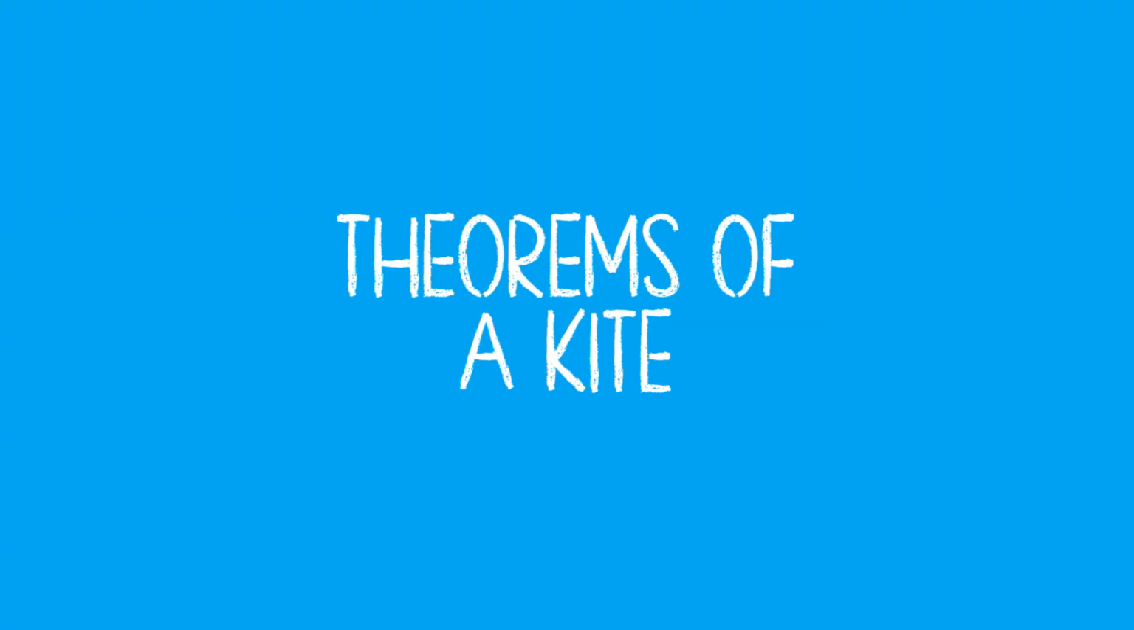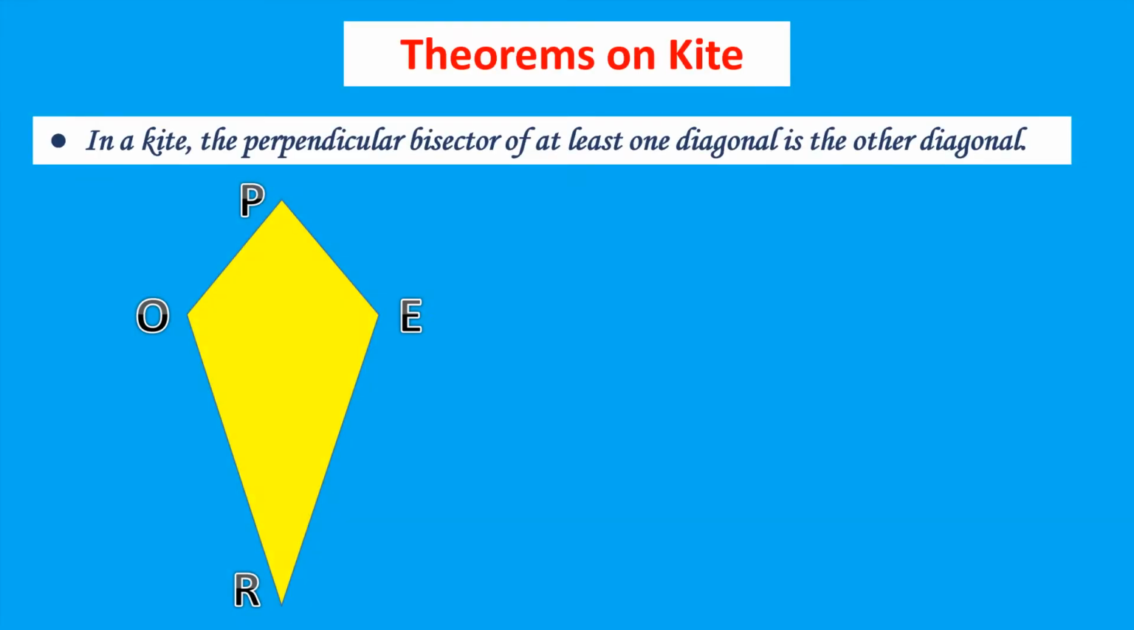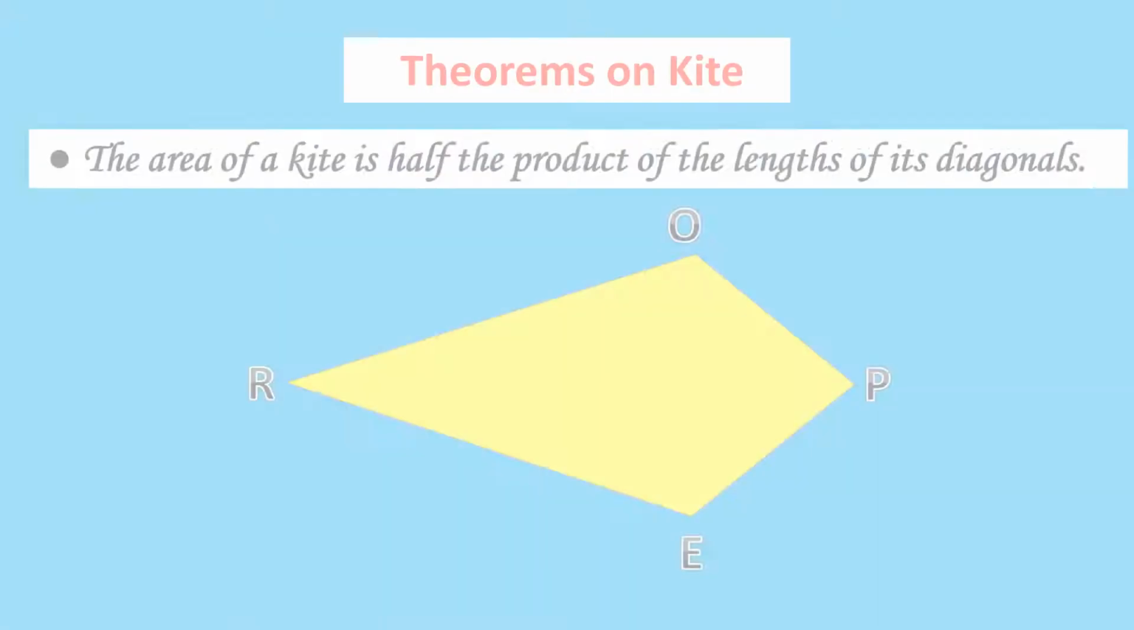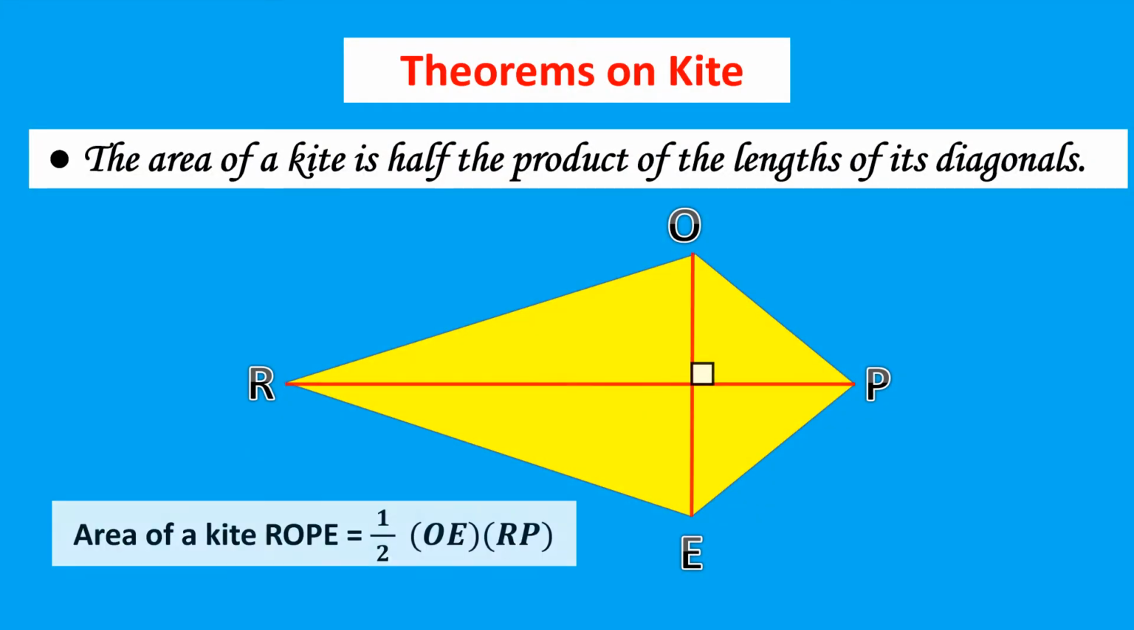On the other hand, here are the theorems of a kite. Theorem 1, the diagonals of a kite are perpendicular to each other. Theorem 2, the area of a kite is half the product of the lengths of its diagonals.